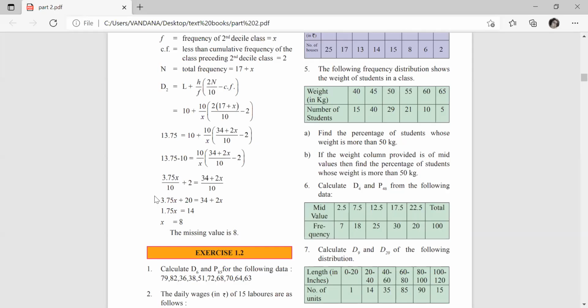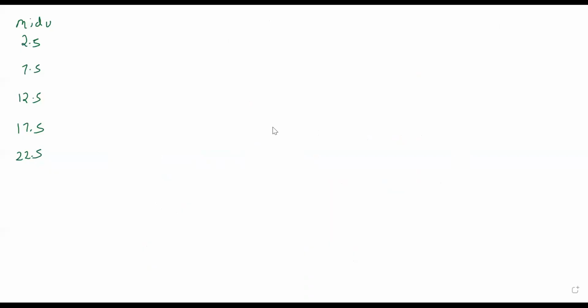The frequencies are 7, 18, 25, 30, 20. We have to convert this into classes first. Only then you can find out your decile and percentile. So now see the difference between these mid values. It is 5. So it means h or i, that is the class interval, is 5.